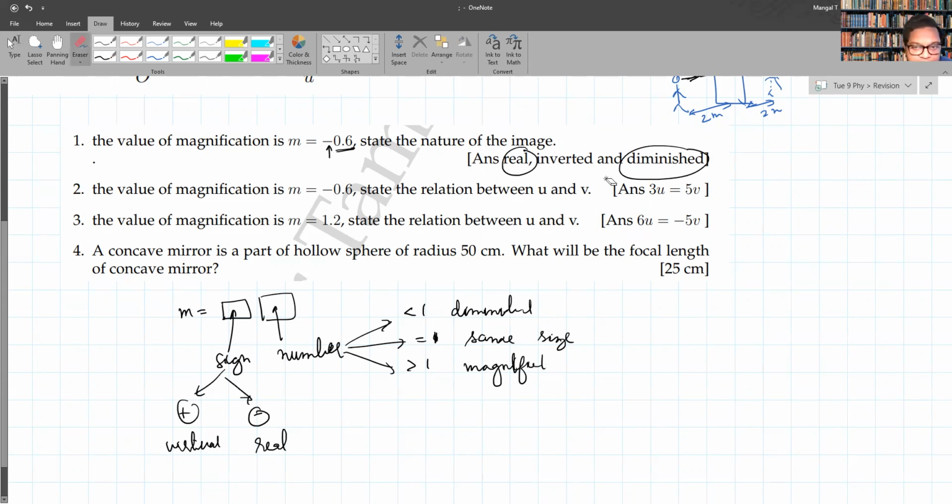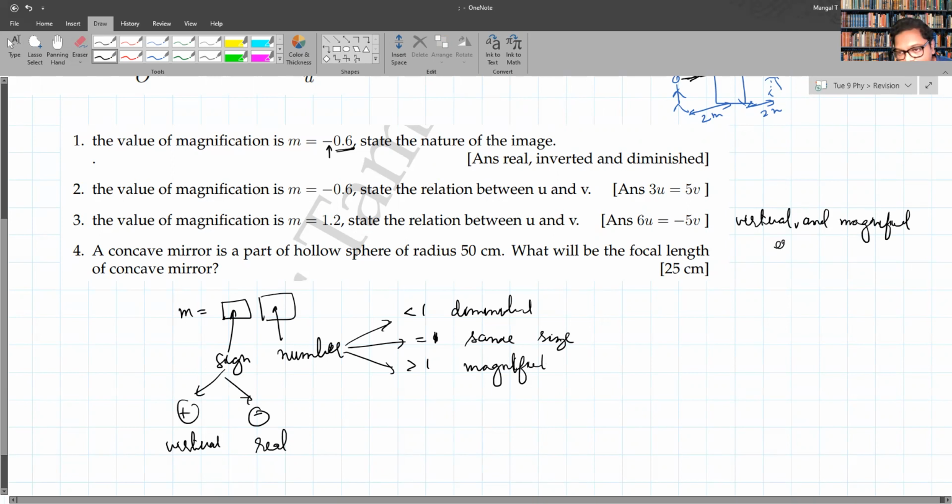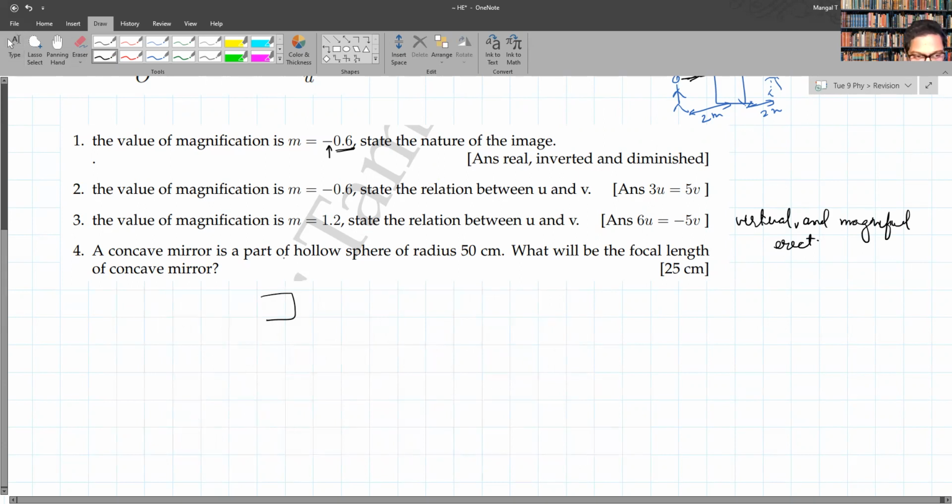Now here also, if you see in this particular question, it is positive. So positive means it is virtual and 1.2 is greater than 1. So that means it is virtual and magnified. If it is virtual, it has to be erect. And if it is real, then it will always be inverted. Now, any doubt related to the magnification reading? How to read this magnification part?